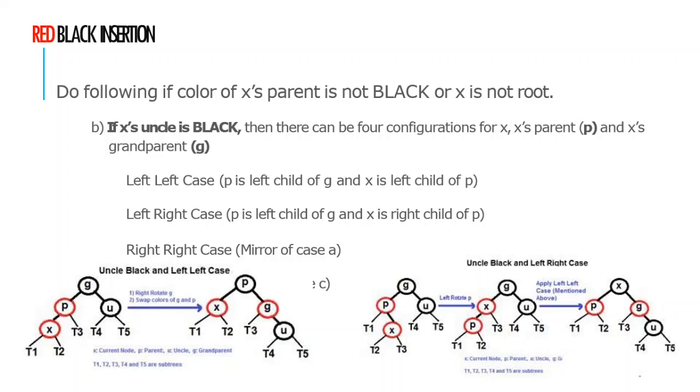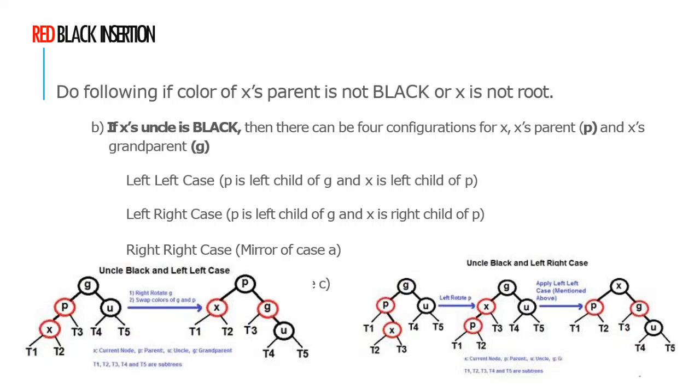Now we have to do the following if the color of X's parent is not black or X is not the root. We have another case now. If X's uncle is black, then there can be 4 configurations for X, X's parent P, and X's grandparent G. We have the left-left case, if P is the left child of G and X is the left child of P. We have the left-right case, if P is the left child of G and X is the right child of P. We have the right-right case, which is the mirror of the left-left case, where P will be the right child of G and X will be the right child of P.